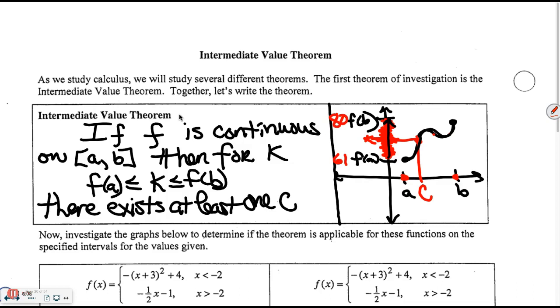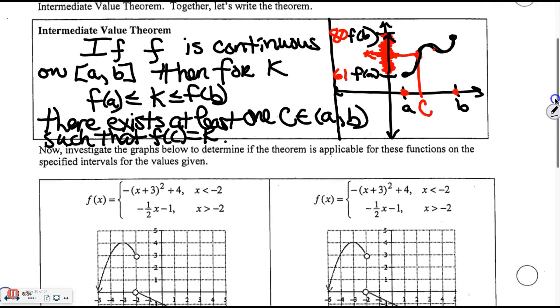So the math symbol for in the interval is that. It's an epsilon symbol. It means element of, or in the interval. So there has to be at least one C between A and B such that f of C equals K. And that's a lot of math notation, don't you agree? The concept's super easy, but being able to write it is what gets a little tricky. I'll make sure we've practiced it enough times.